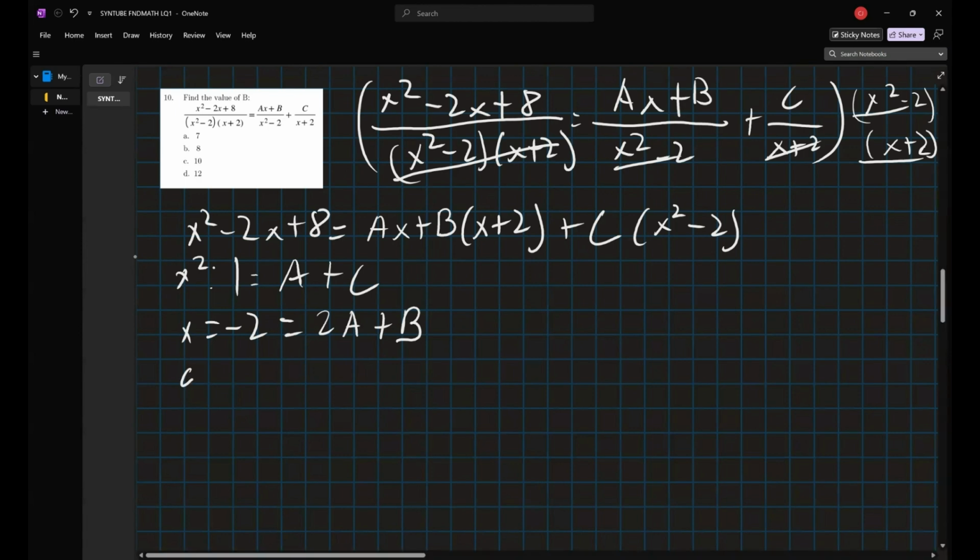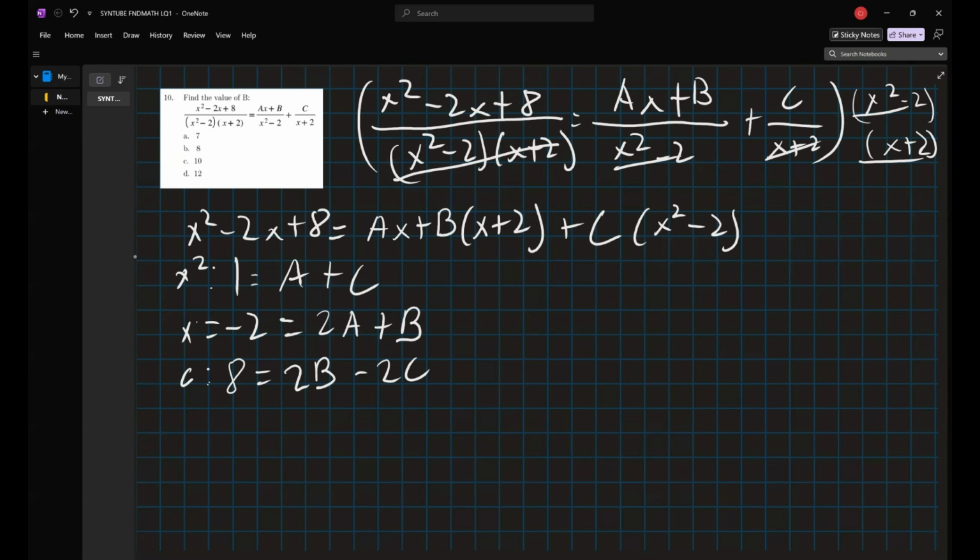So we'll go for the constants. The constant here on the left side is 8 equal to, here it can't be a since a has x attached to it. So it's b. So that's 2b plus or minus 2c in this case. Now, what we want to do, once again, is manipulate the equation so that we can get the value of one variable and then substitute that value into the other equations so that we can get the value of the other variables.